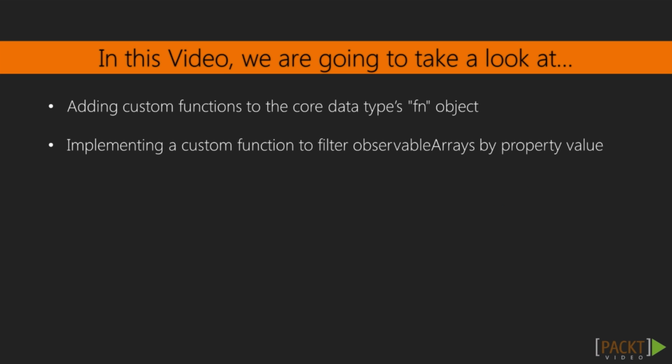In this video, we're going to look at how to add functions to the fn object by constructing a custom function that filters an observable array based on a property value. Then we'll use this custom function to display our media catalog filtered by media type.